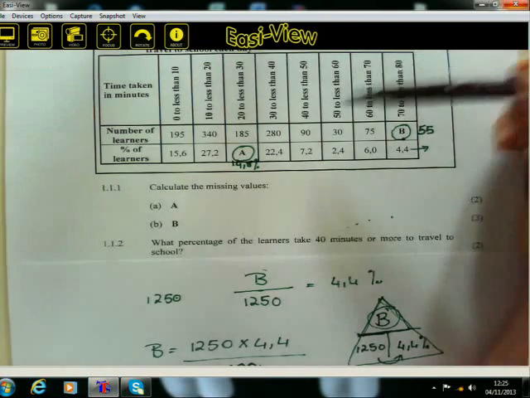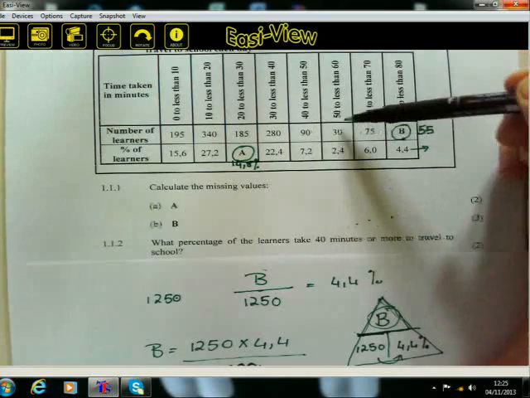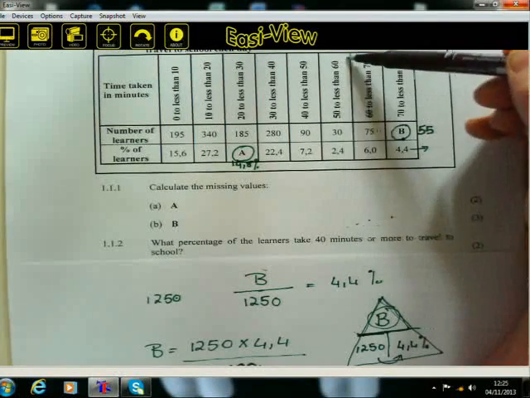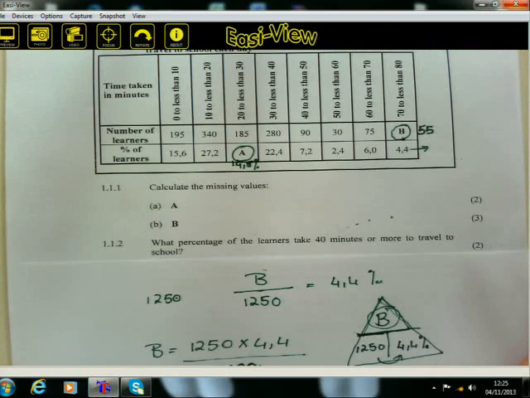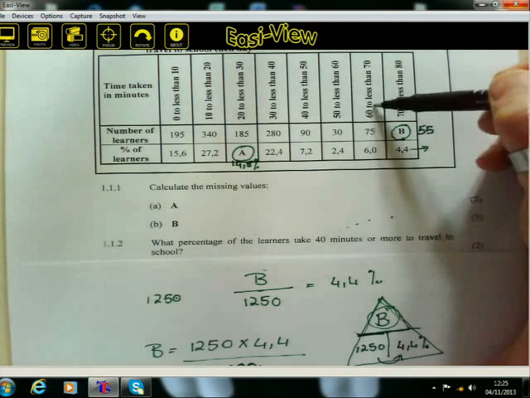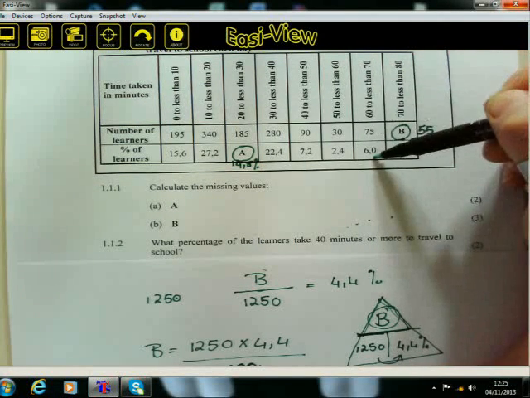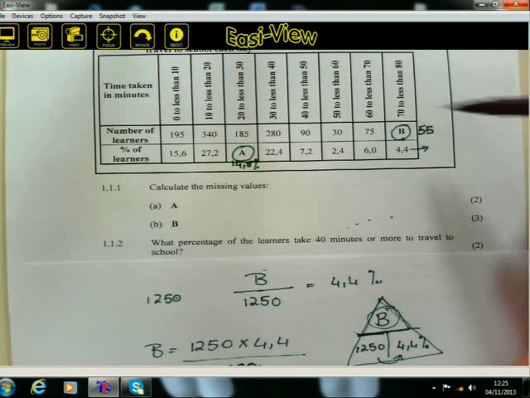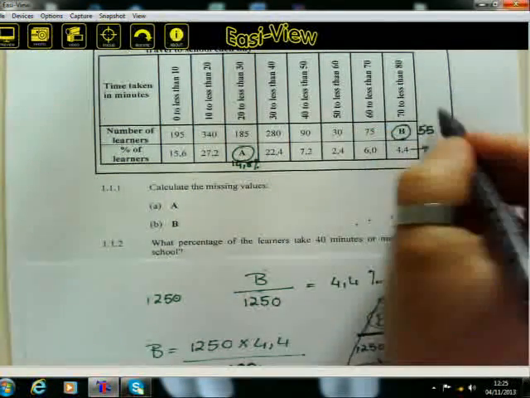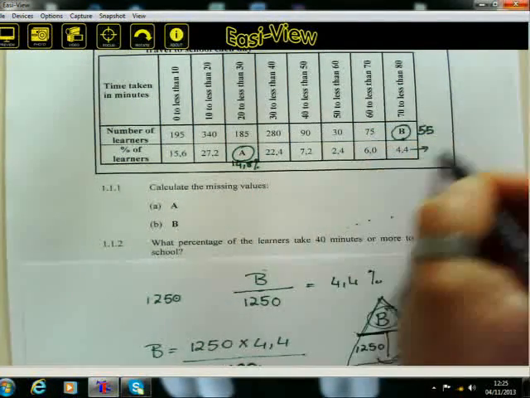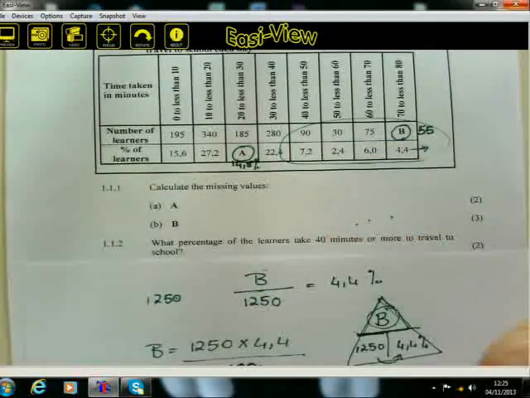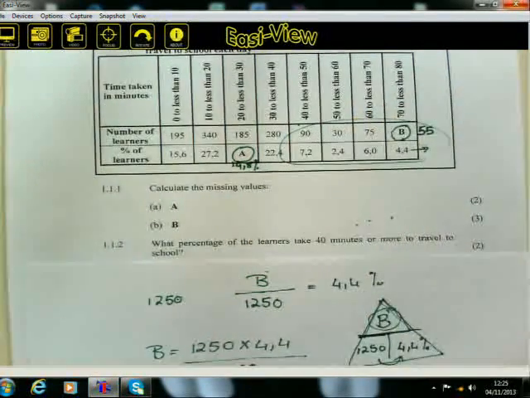So it's very important that you must also realize that the learners here, 50 to less than 60, are taking more than 40 minutes. 60 to less than 70, the learners here are also taking more than 40 minutes, and the learners here are also taking more than 40 minutes. So actually, it is all of these learners who are taking more than 40 minutes. Not just the ones in this column.